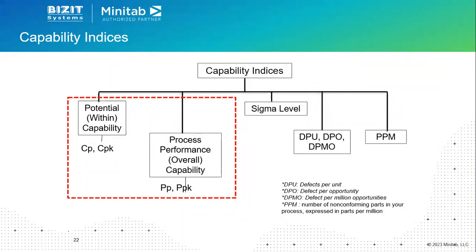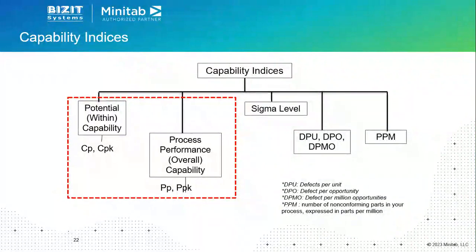For those who already know, that one is CP, I think PP and PPK, but we have other indices. Let's say sigma level, 1 sigma, 2 sigma. We have DPMO, defects per unit, defects per opportunity. We have PPM, the number of non-conforming parts in your process. Those who do not use CP will use the sigma level. So we have a lot of types of capability indexes to show whether your process is capable or not capable. It will depend on you.